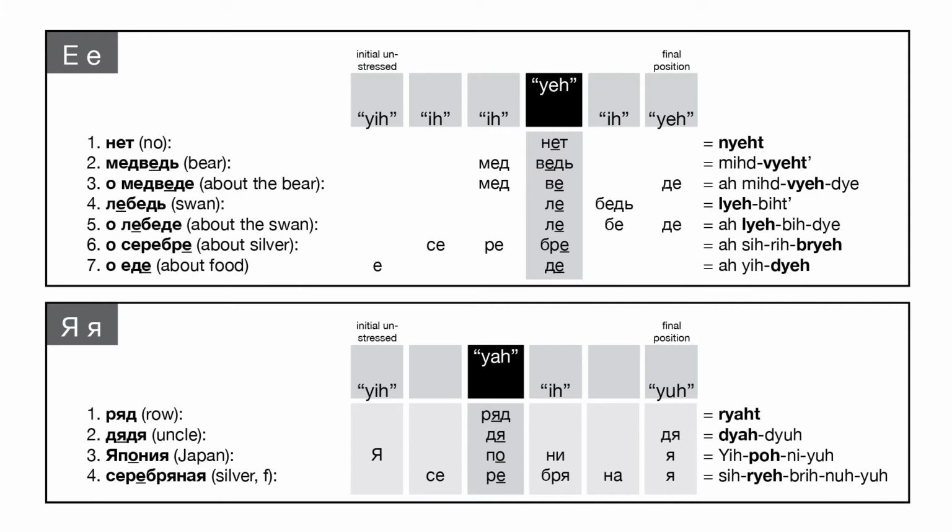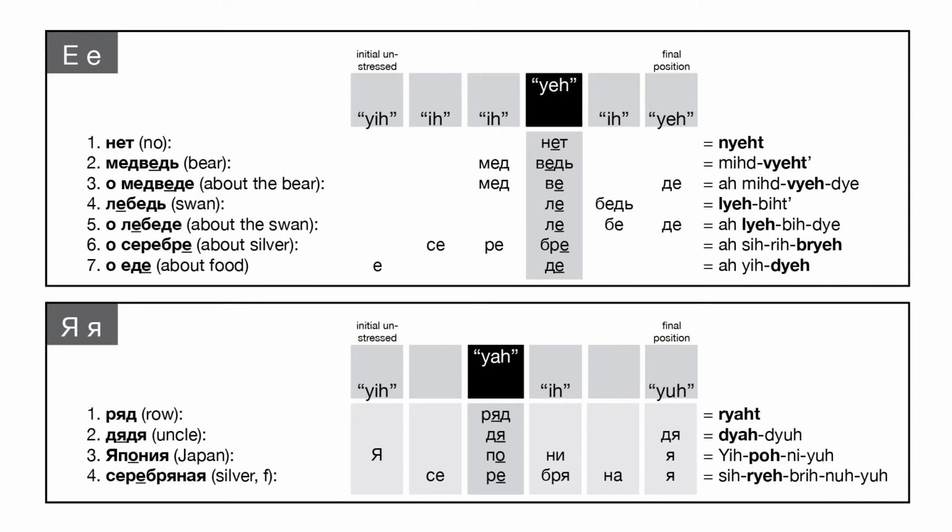Ryads. Okay, that's easy. Ya, because we have only one vowel. Дядя. Right? Final ya, unstressed. Number 3, Япония. This is another nice example because we have that initial unstressed yeah. And so we don't say Япония.